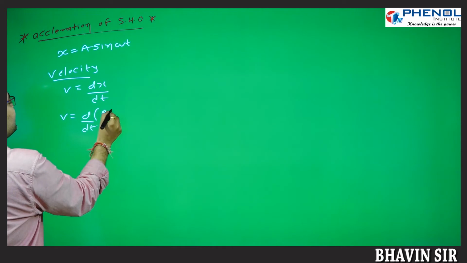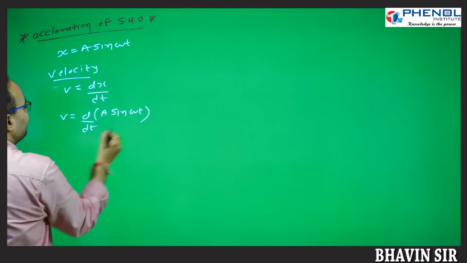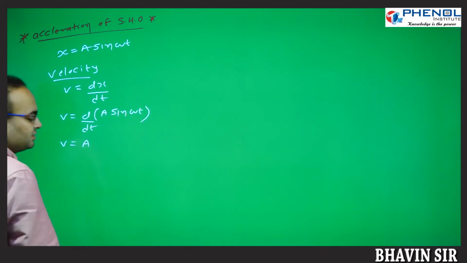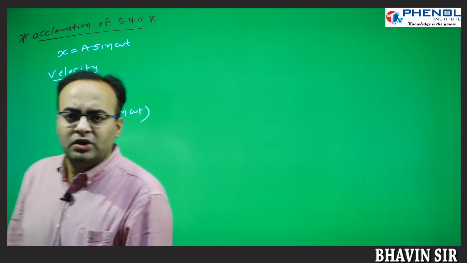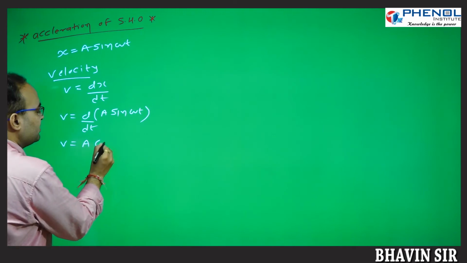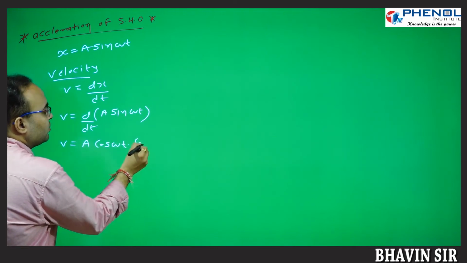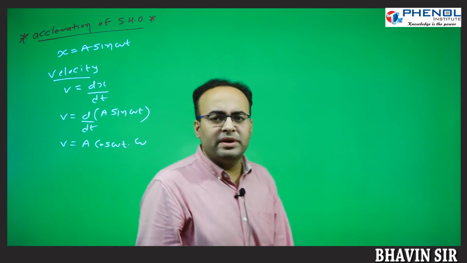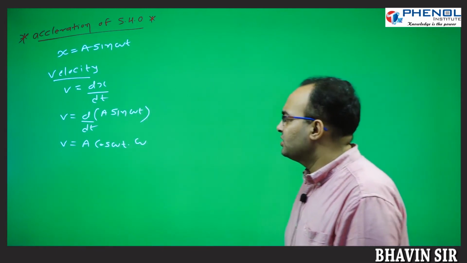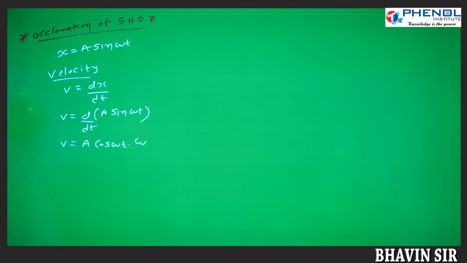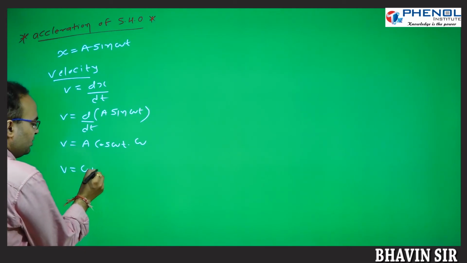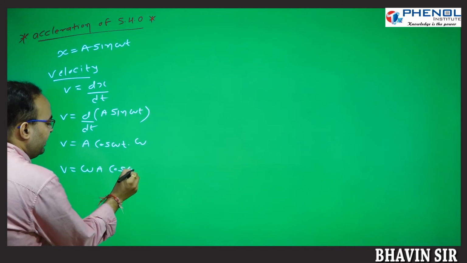What is x? A sin omega t, A is a constant. Differentiation of sin omega t is what? Cos omega t into omega. Why into omega? Multiply with the coefficient of t. What is the coefficient of t? Omega. So what is the velocity? Omega A.